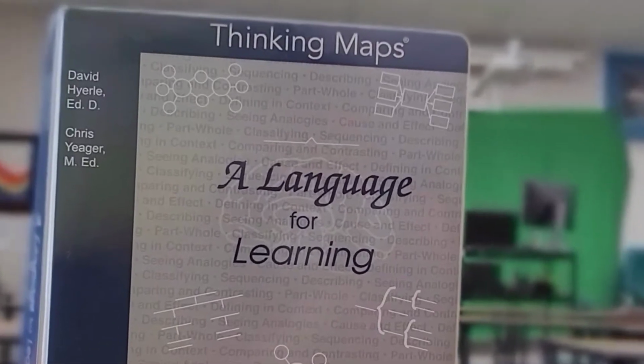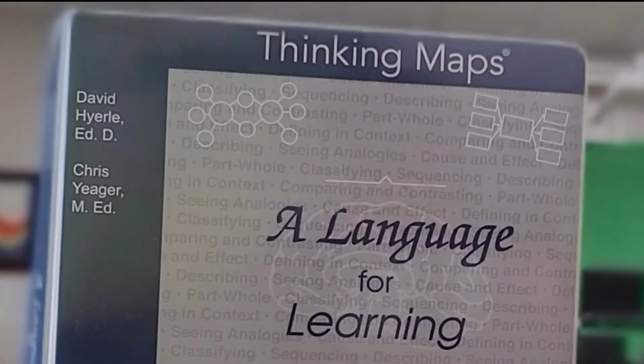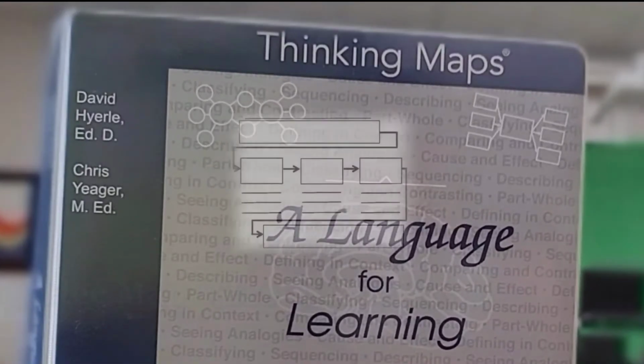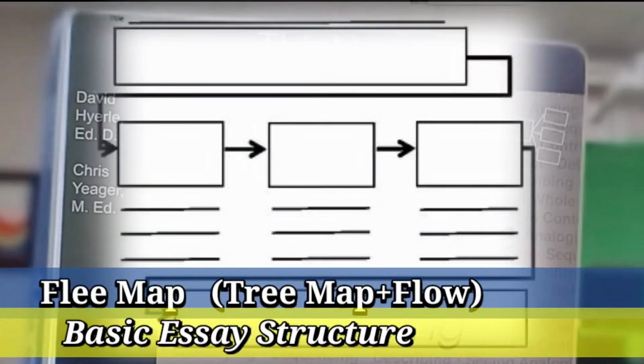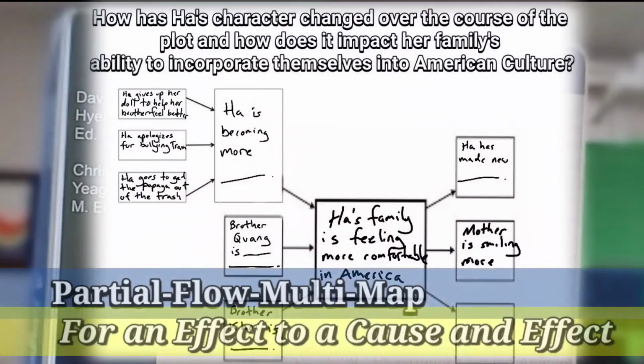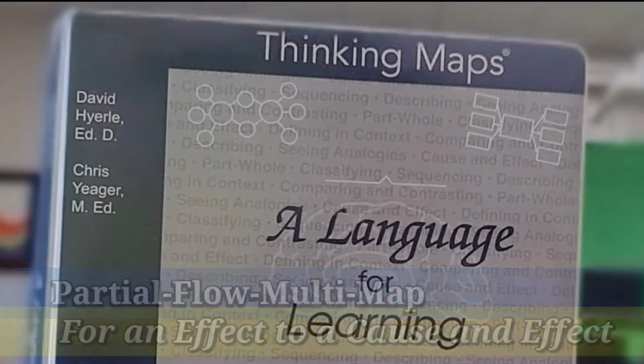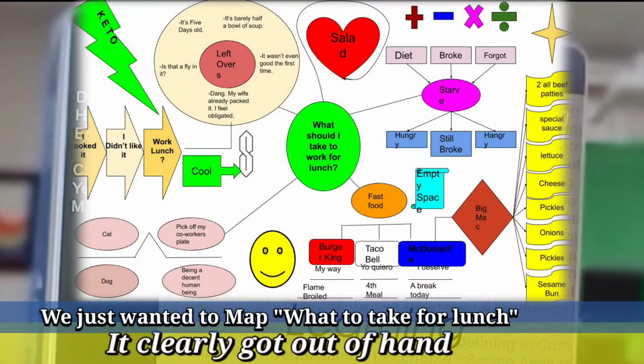If you order now, we'll send you information on more complex thinking maps such as the flea map, partial flow multi-flow map, and 3BCFMT map.